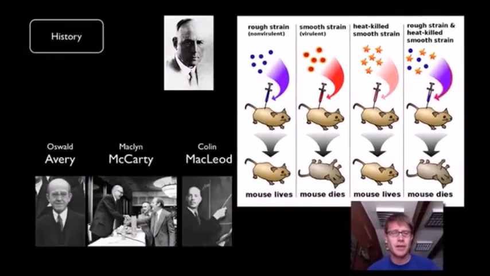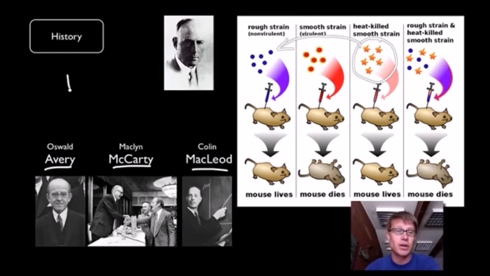So the first step came through the Avery McCarty-McLeod experiments, and this is in the 30s and 40s. And what they did is look at Frederick Griffith's experiment, and they tried to figure out what was this transforming factor, what was being transferred from these heat-killed smooth strains over to these rough strains. And so they broke down the bacteria. They then isolated the major molecules inside that. And so what they had was RNA. They also had proteins. And then the last thing that they found was DNA.